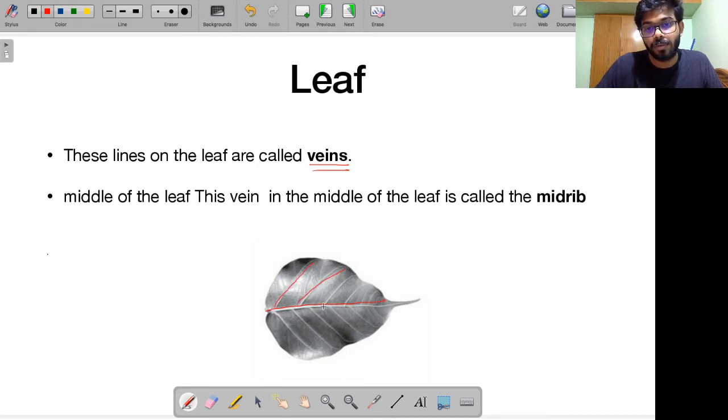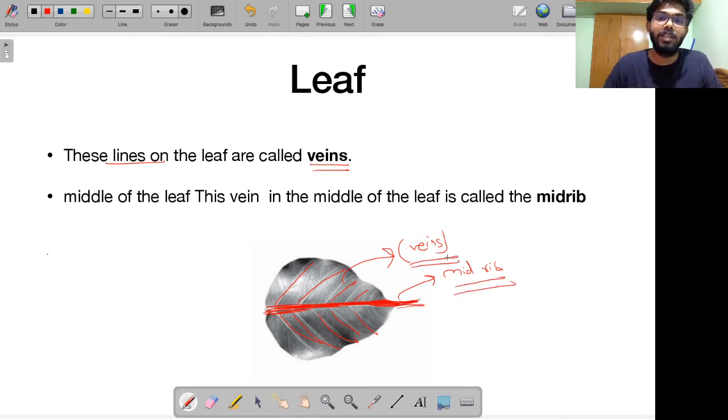Actually, these lines. Okay, this one, the middle one. Middle of the leaf, this one I'm drawing thicker. This is actually called a midrib. From the midrib, as you can see, just like you have veins, you have these branching veins. These veins that I have drawn over here are called veins, while this central line is called the midrib.